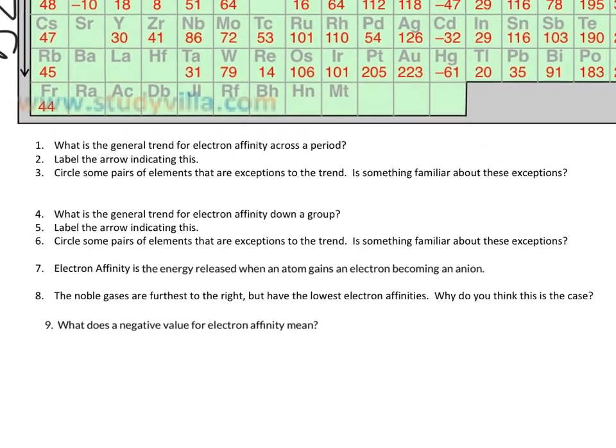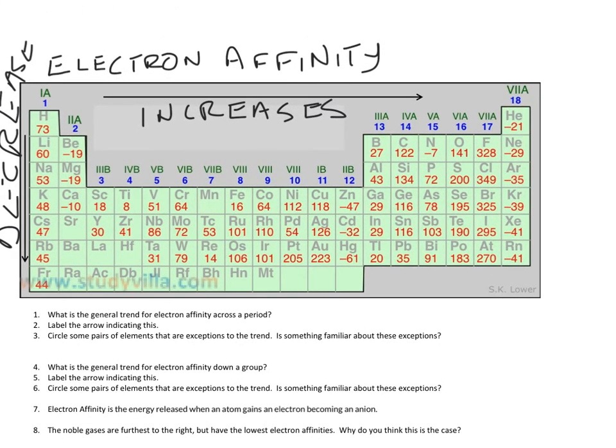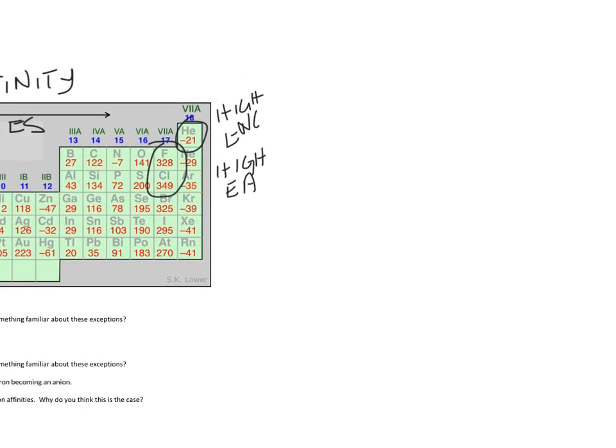So the two questions that you need to paraphrase is, the noble gases are furthest to the right, but they have the lowest electron affinity. So I'm going to give a similar explanation to these that I did for electronegativity. As we go to the right, effective nuclear charge increases. So helium is our highest ENC, but this corner has our highest electron affinity. And the explanation that I gave for that with electronegativity is going to be the same thing that I talk about here.